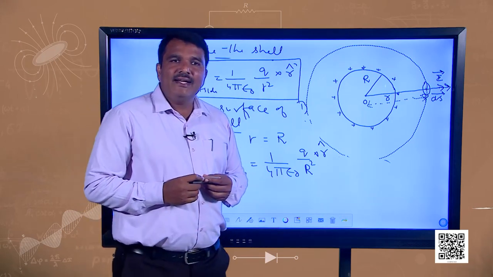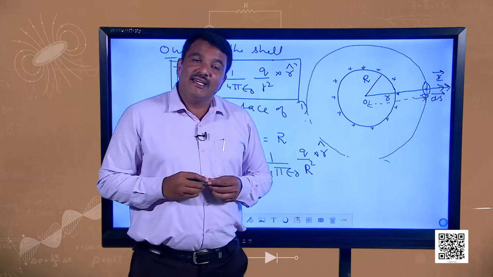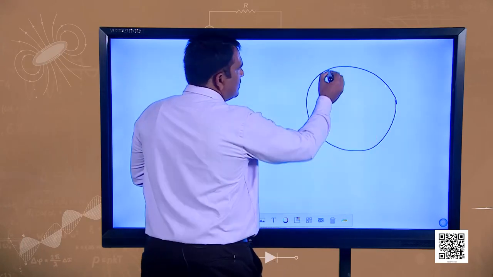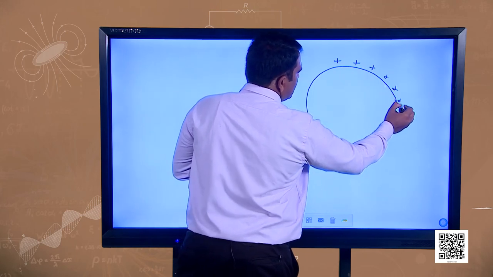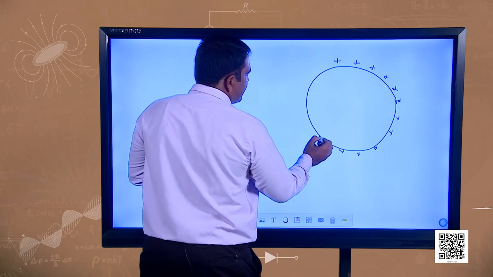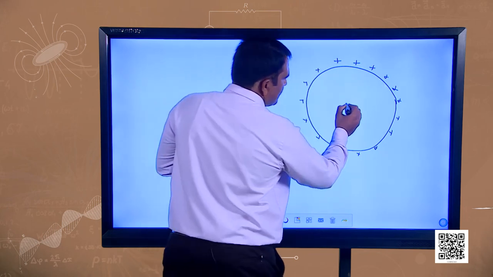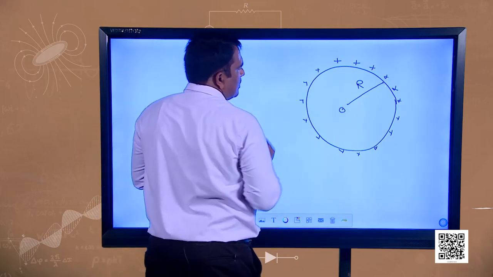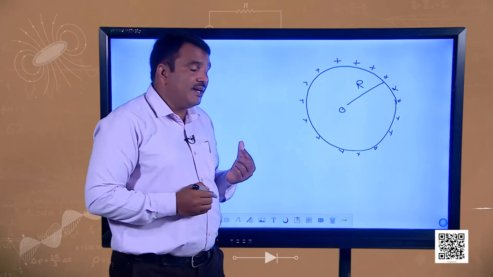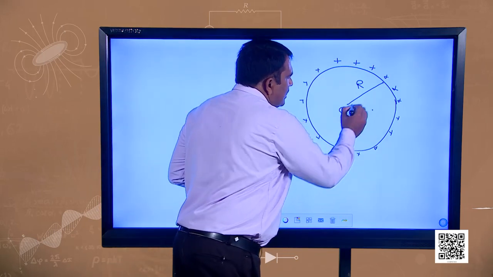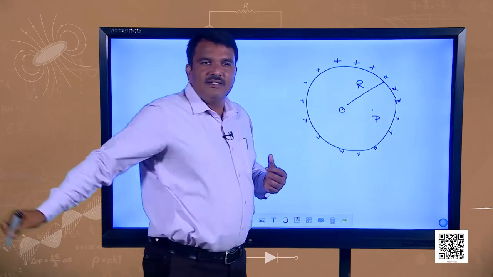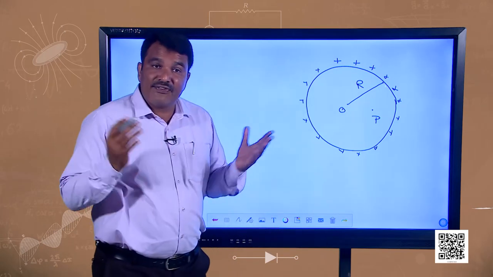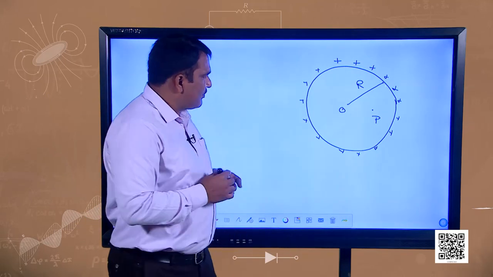Now, let us find electric field at any point P which is lying inside the cell. Suppose this is our cell which is uniformly charged, having surface charge density sigma. This is the center of the cell and its radius is capital R. Again, suppose we wish to find electric field at any point P here, and this point P is lying inside the cell. Again, let us draw a Gaussian surface, and by spherical symmetry, the shape of the Gaussian surface is again spherical.